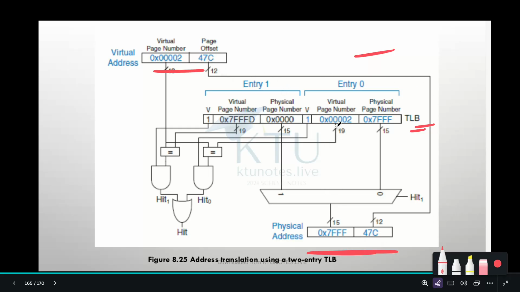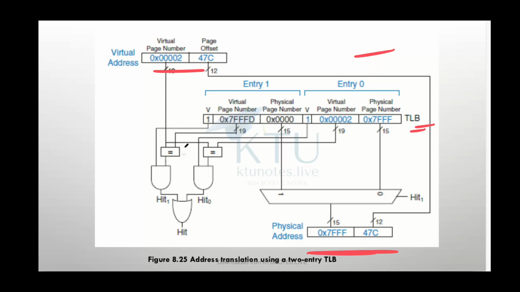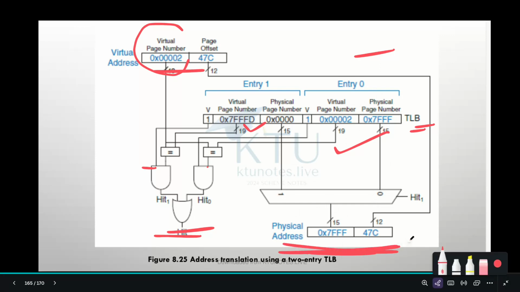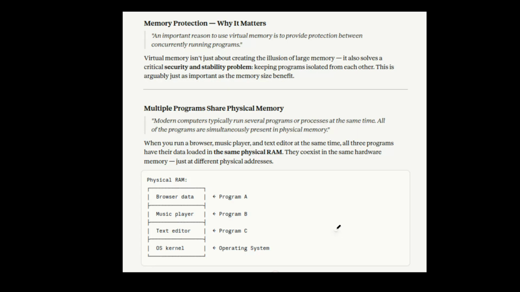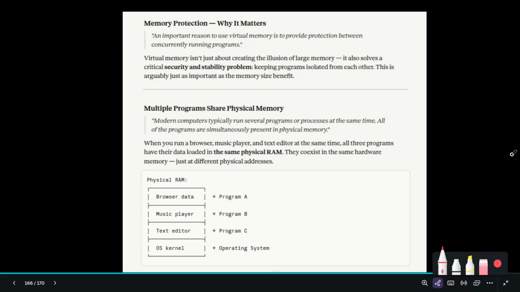Now we will see whether this gives a hit, that is, whether this virtual page number or this virtual page number is matching the incoming virtual page number. We will compare, and any one of them will give a hit. Then the physical page number is the data path that we take through the multiplexer. Understood? So this is how the TLB basically works.